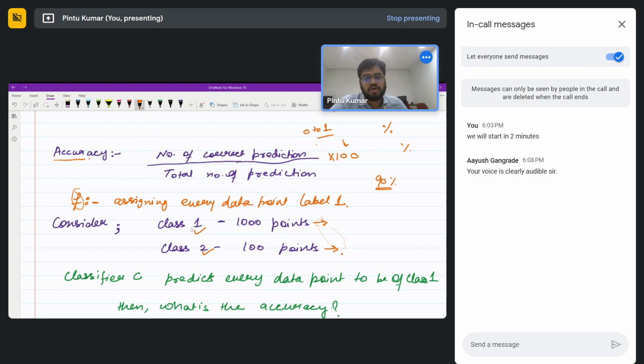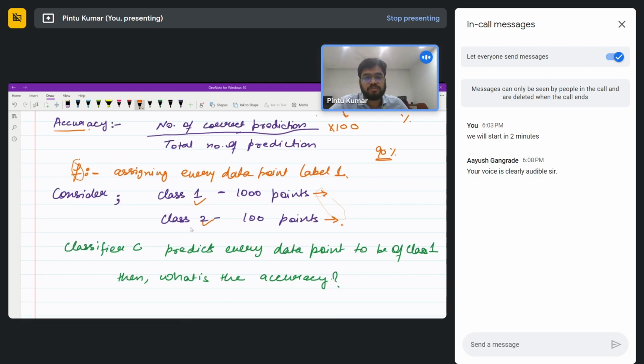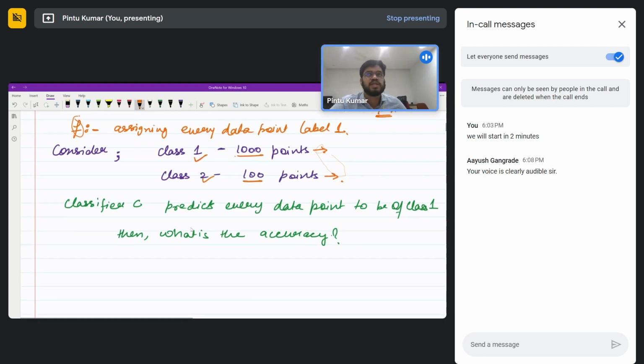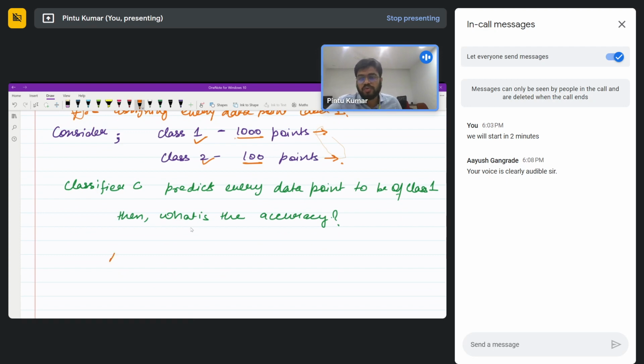Now, as you have 1000 data points of class 1 in your testing set and 100 points of class 2, what is the accuracy that you will obtain for this? Accuracy is as mentioned above. First you have to write how many points you made correct predictions on. As you are classifying everything as class 1 and there are 1000 points belonging to class 1, for these 1000 points you are making correct predictions, right?